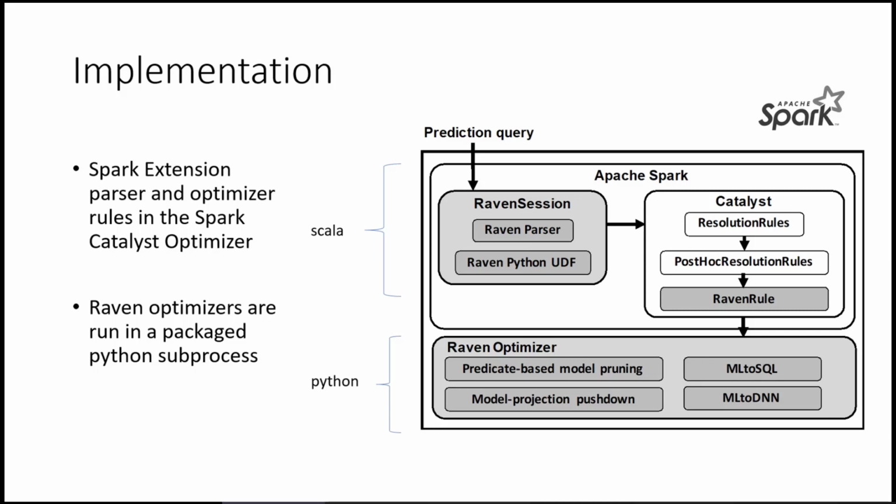The reason we did it that way is, one, it's easier to write these rules in Python, but also it allows us to package Raven better and even to make it more extensible. So for example, if somebody wanted to implement Raven in a different environment outside of Apache Spark, by having our rules in this Python package, they could still easily call this Python package and get the optimization benefits.